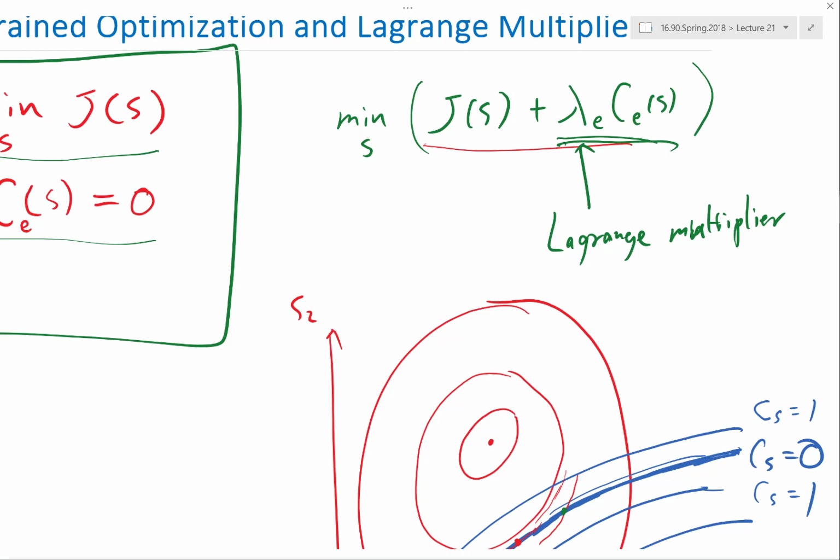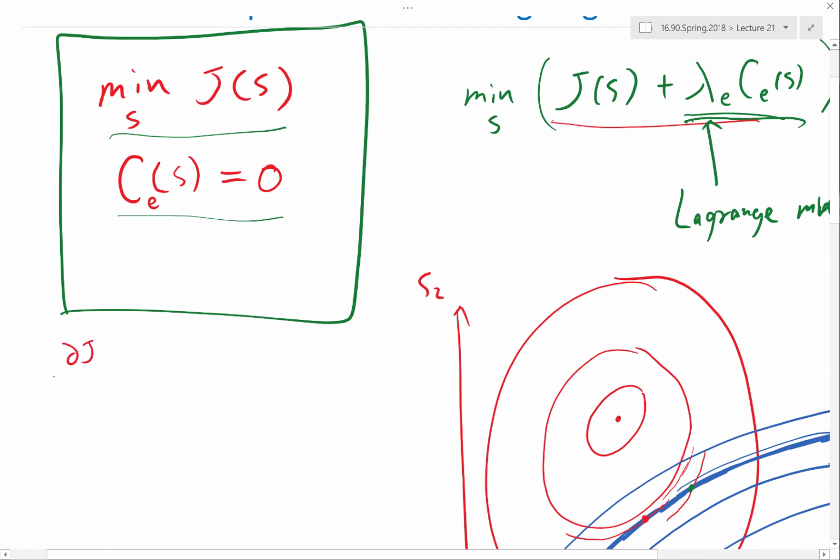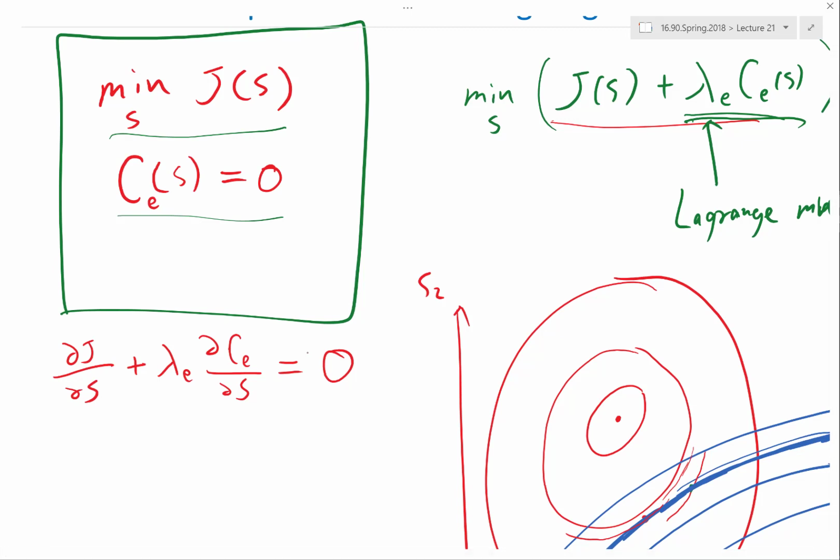Okay, so to conclude, partial J partial S, plus whatever the value of lambda E has to be, times partial CE partial S, has to be exactly 0. This is the statement that says that the two gradients have to point towards the same direction, have to be aligned, right? Or the two contours have to be tangent.